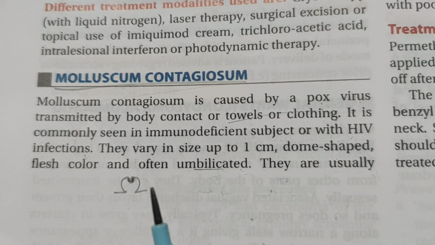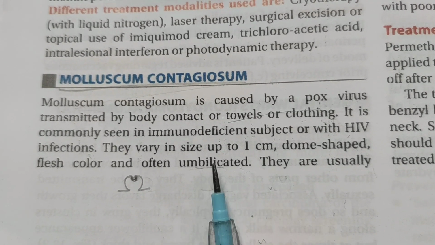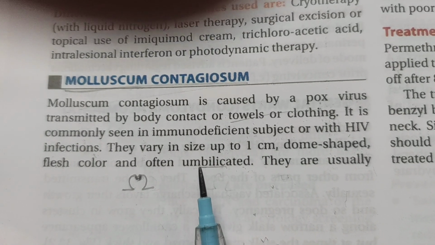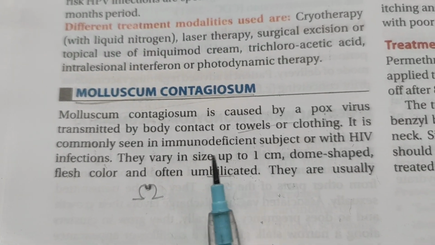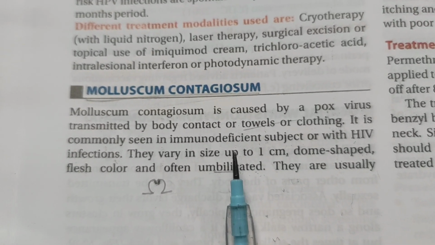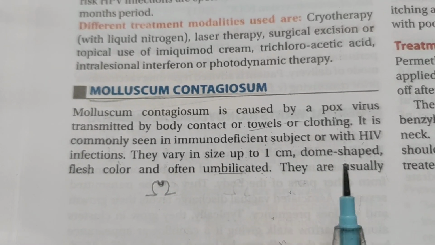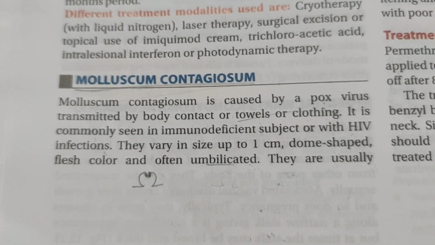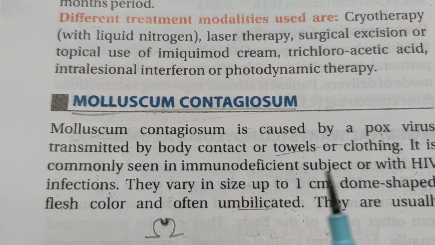So, molluscum contagiosum is a chronic localized skin infection with dome-shaped papules caused by the molluscum contagiosum virus. It is a pox virus. It occurs worldwide, occurs most often in childhood but can affect adolescents and adults.